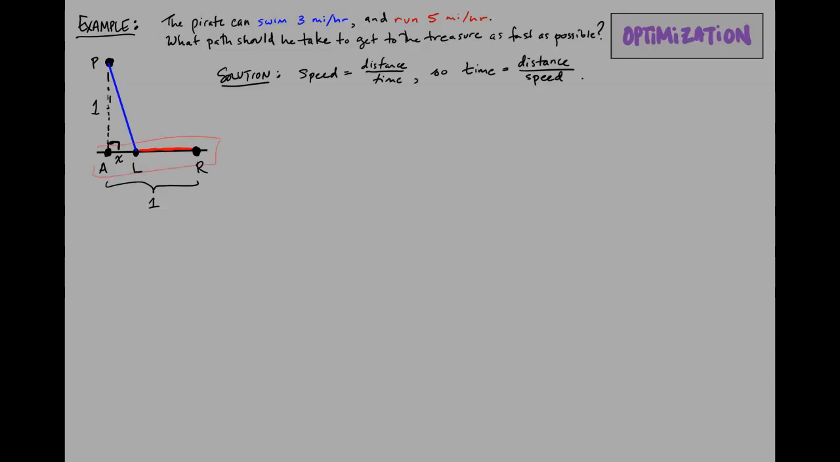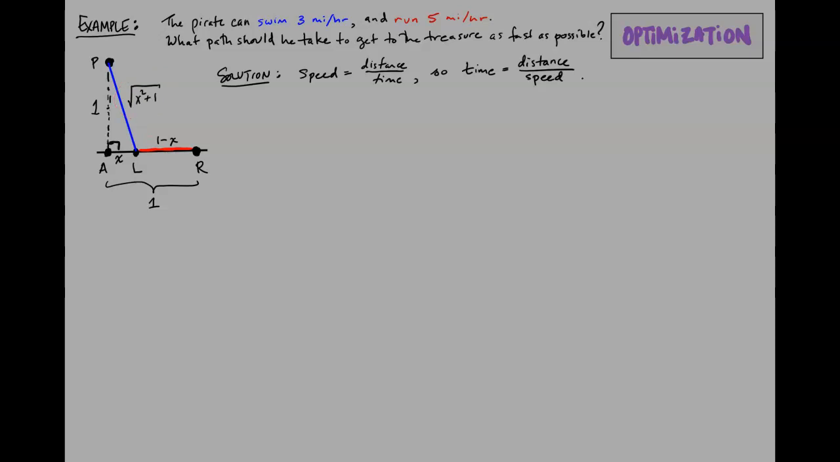Since this whole distance from A to R is 1, and this is x, this leftover stuff must be 1 minus x. As for the length of this path, that blue segment is the hypotenuse of this right triangle, whose legs we both know. And therefore, the ghost of Pythagoras whispers in our ear and tells us that that side must be the square root of x squared plus 1.